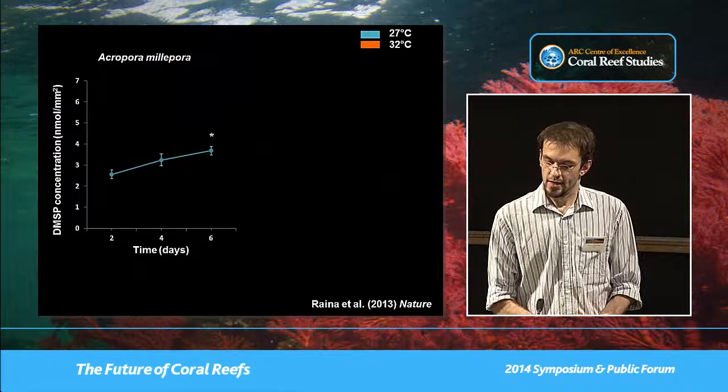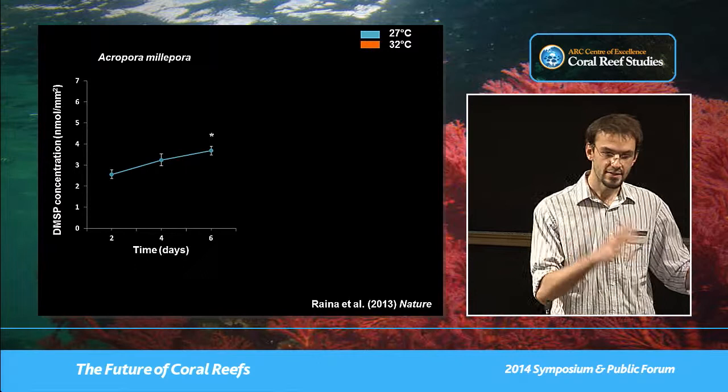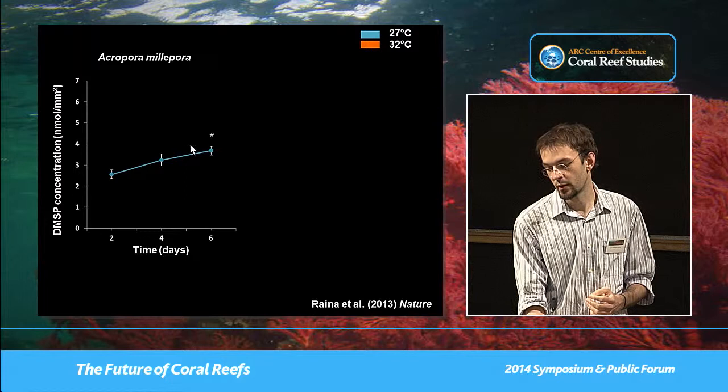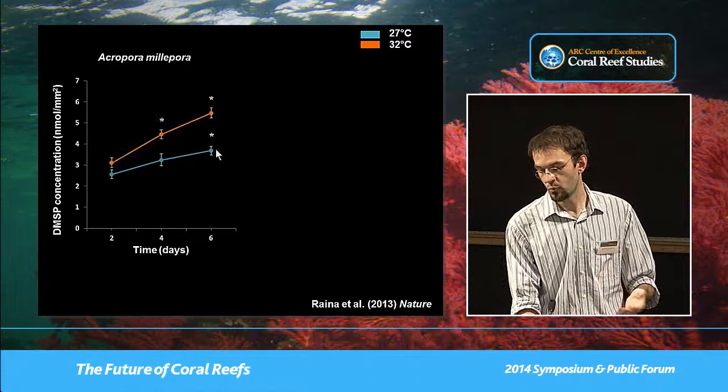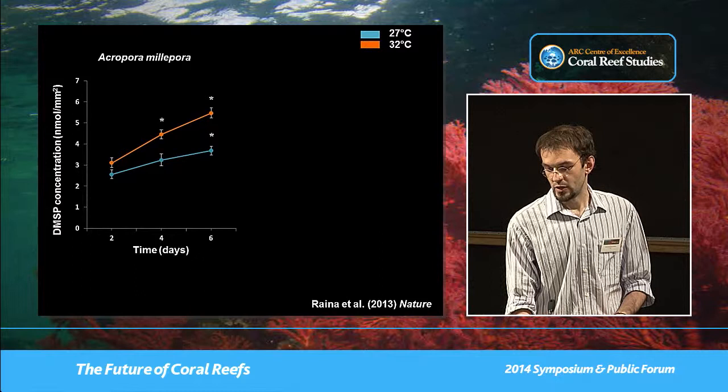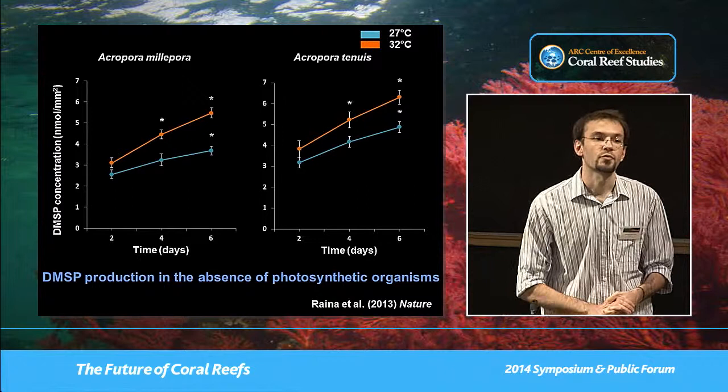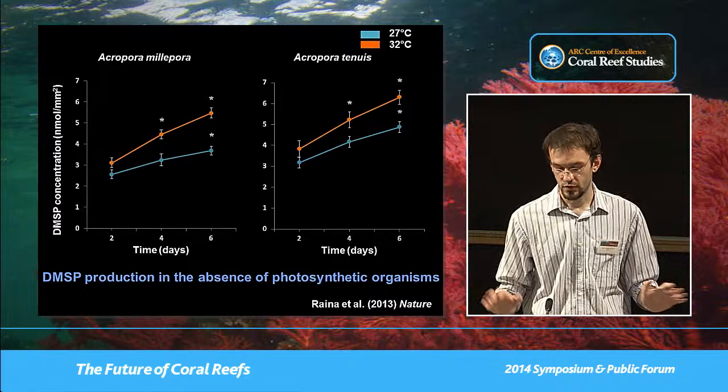However, we found that not only these juveniles had some DMSP in them, but the concentrations were increasing through time. And that was true at 27 degrees, but this process was even more pronounced at 32 degrees. And we looked at two different species, Acropora millepora and Acropora tenuis. So what you're seeing on these graphs is the production of DMSP in the complete absence of photosynthetic organisms.